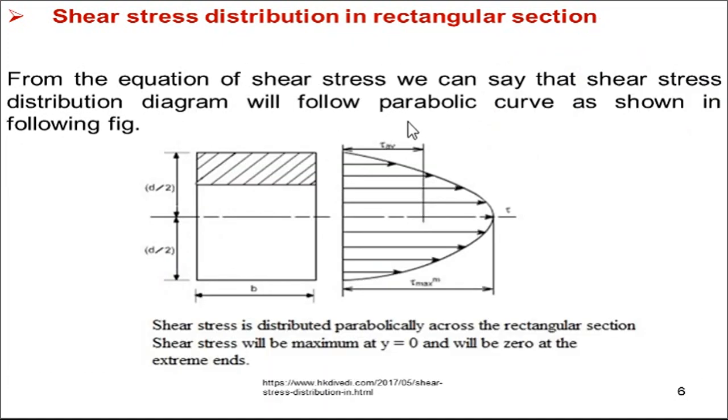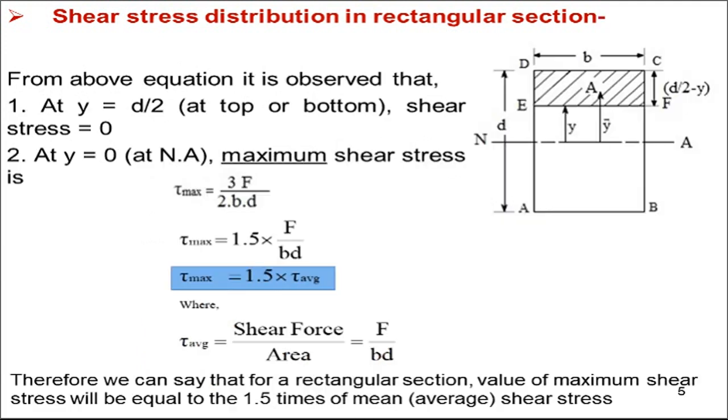And from the equation of shear stress, we can say that the shear stress distribution diagram will follow a parabolic curve. You can see this is a rectangular section, this is the shaded area, and this is the shear stress distribution diagram. What is the shape of this diagram? It is a parabolic curve. And where is the maximum shear stress? From the diagram you can see the maximum value, 3F divided by 2bd.